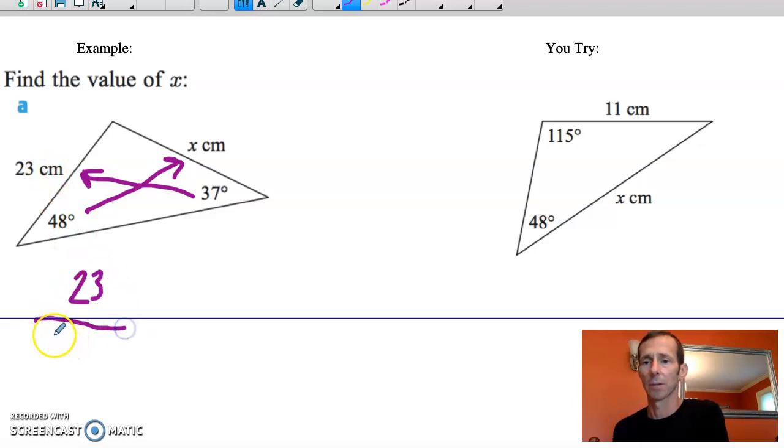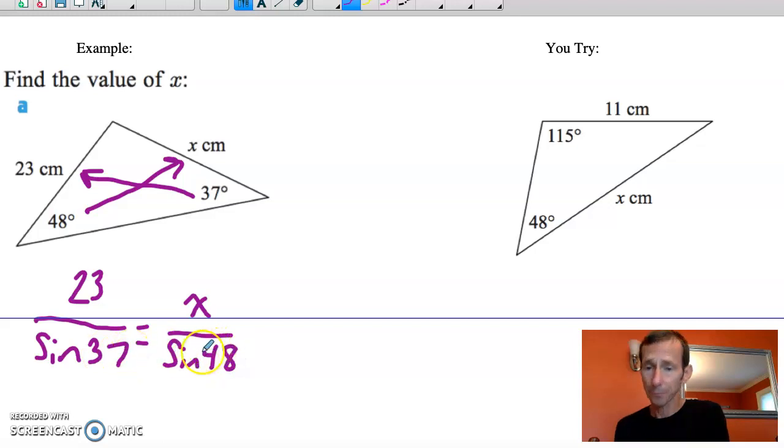And I'll put that over top of the sine of the angle across from it, which is 37. And that has to be in proportion with the missing side, x, over the sine of 48. Now again, sides are on top, angles are on bottom. If you flip these, because of our laws of proportions, and put sine of 37 over 23 and sine of 48 over x, you're going to get the same answer.